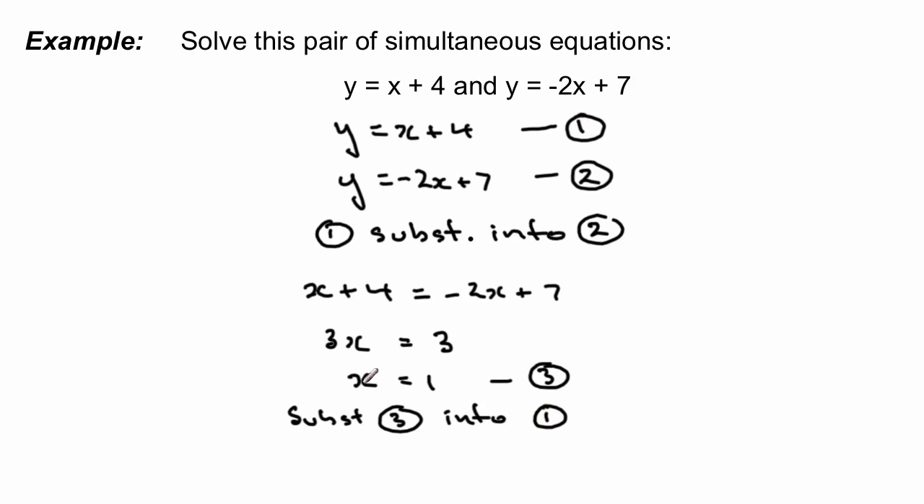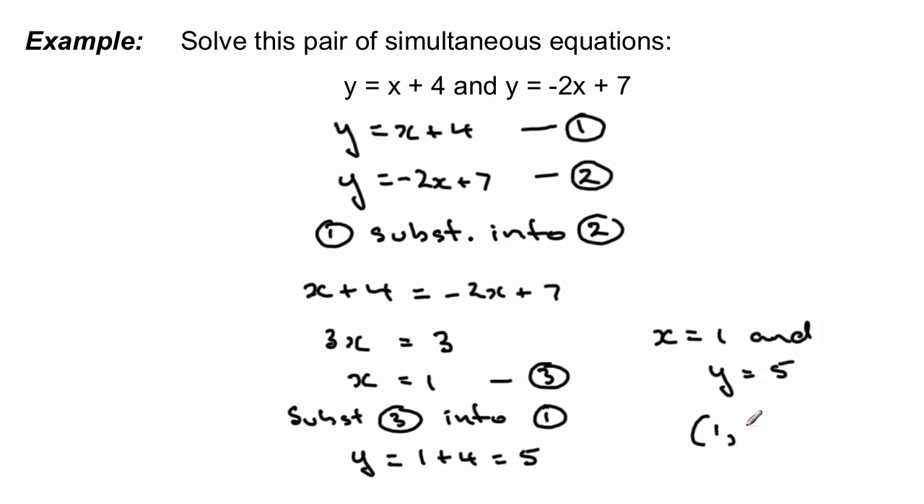So wherever we see an x, we're going to replace it with a 1. So we can say y is equal to, now we've got x plus 4, so that's 1 plus 4, which equals 5. So that means that the solution to our equation is x equal to 1 and y equal to 5. Or, because these are really two lines that are intersecting on an xy plane, we can say that the intersection point has the coordinates of 1 and 5.